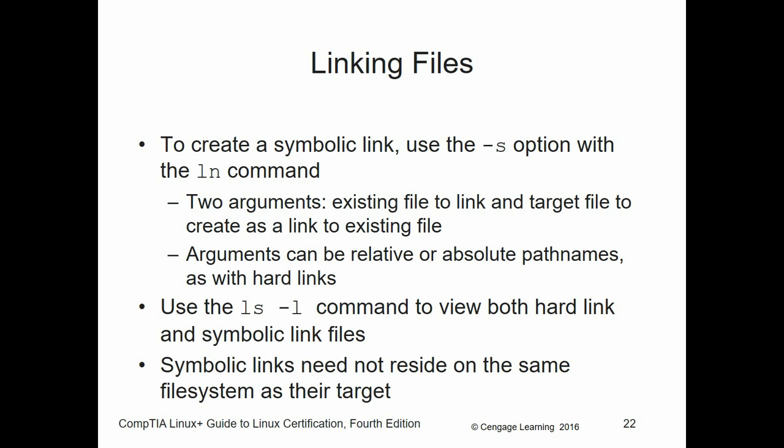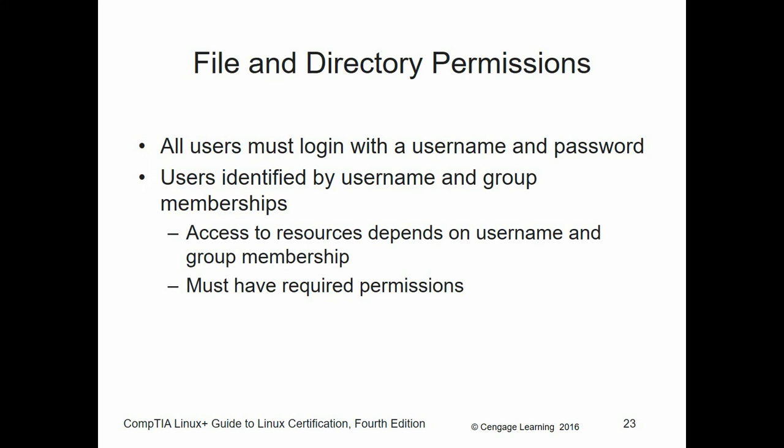To create a symbolic link, use the -s option with the ln command. It takes two arguments: the existing file to link to, and the target file to create as the link to the existing file. Arguments can be relative and absolute path names. Use the ls -l command to view both hard link and symbolic link files. Symbolic links need not reside on the same file system as their target.